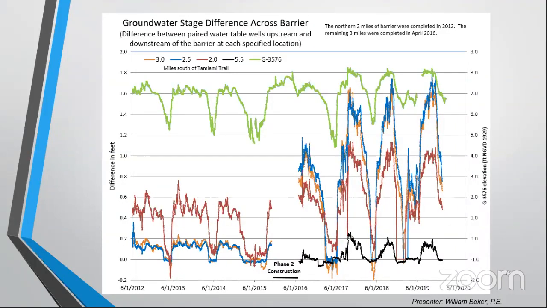This is the same data with G3576 within the park, overlaid. The stage is on the secondary axis there. And you can see that there was a difference in stage and increase in the wet season after we installed the wall there, the 5 miles of wall.